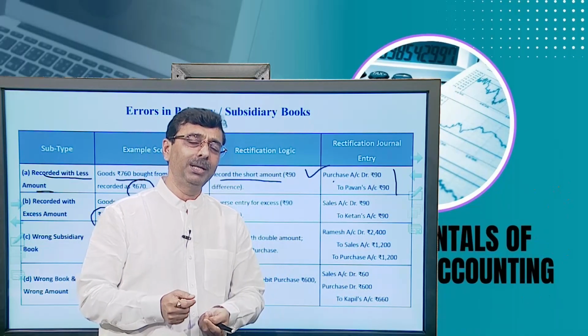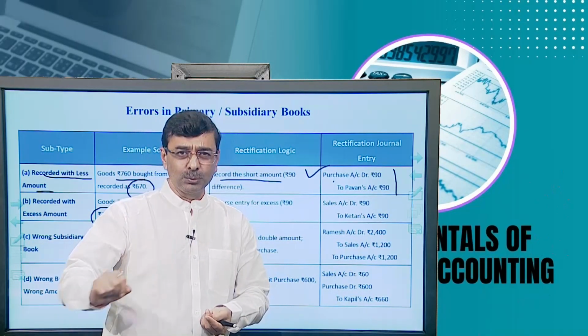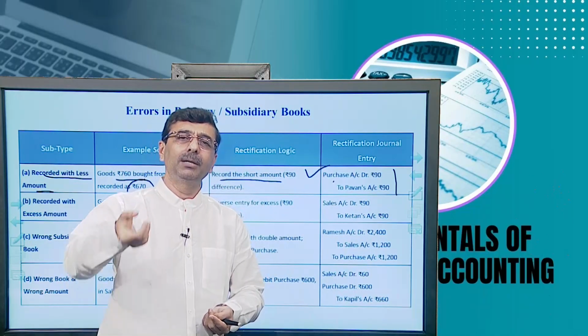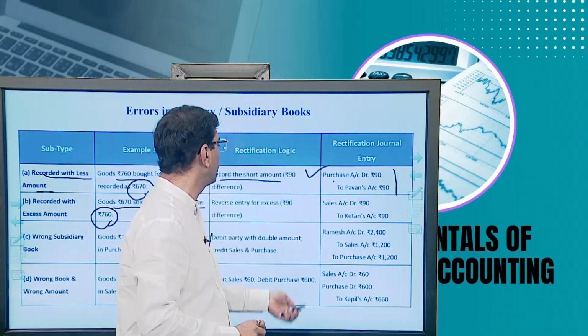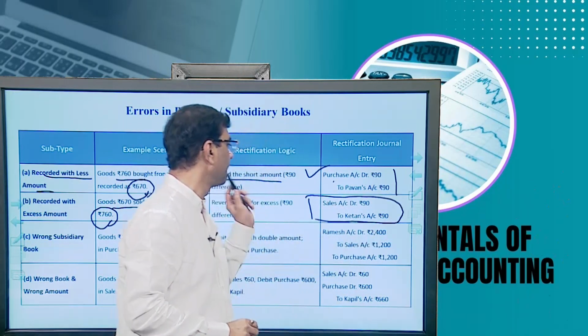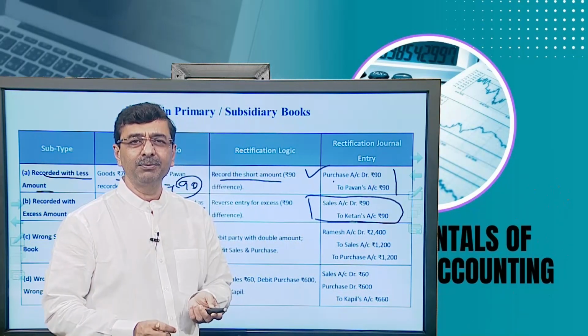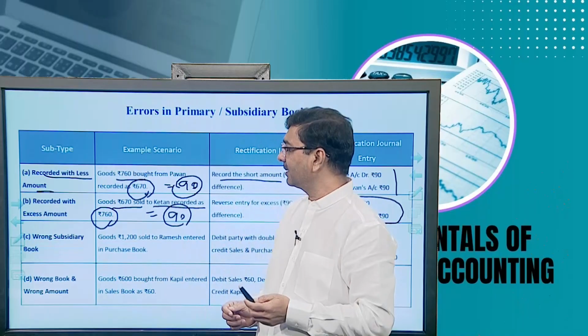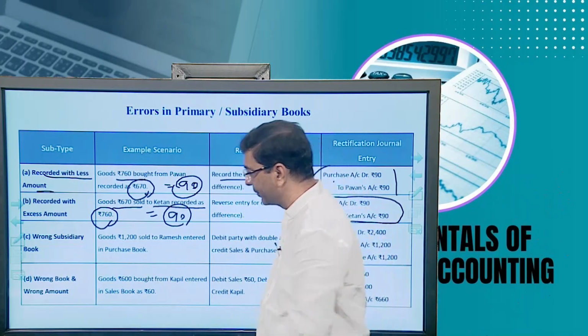So what are we going to do? Ketan's account debited to sales account, that is the actual entry. Its reverse is sales account debited to Ketan account with the 90 rupees. So that is the reverse entry which we have to do in case of excess sales recorded in the books of accounts.